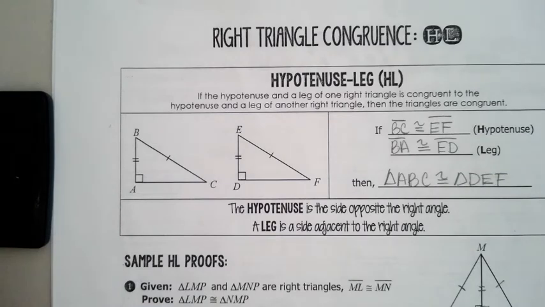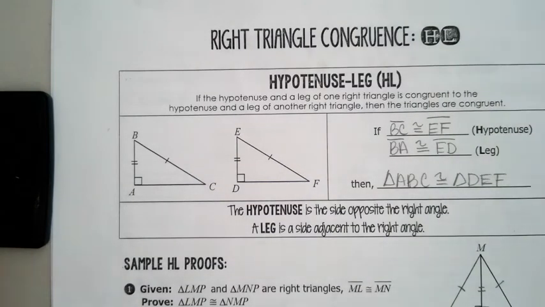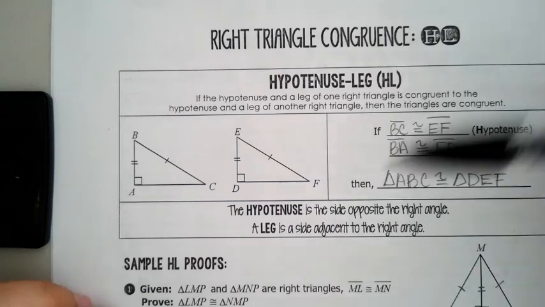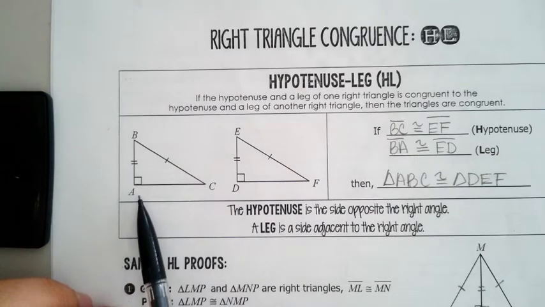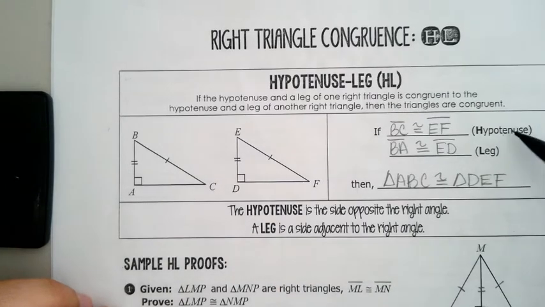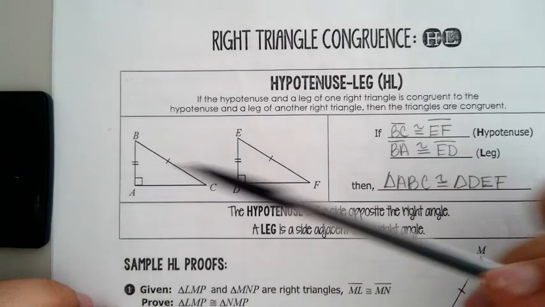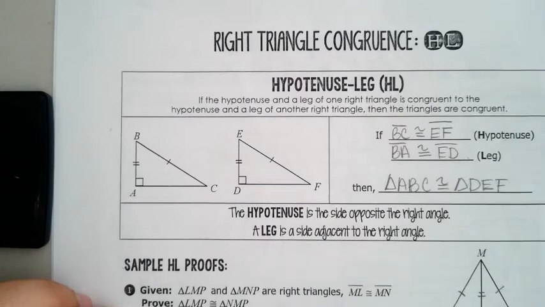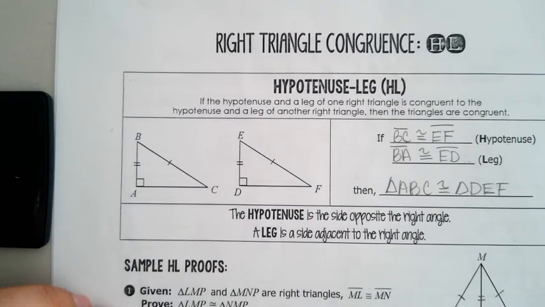Hey everybody, we're going to talk about right triangle congruency focusing on hypotenuse leg today. So hypotenuse leg has to deal with right triangles. If you are proving two triangles are congruent by hypotenuse leg, you must have a right triangle. The hypotenuse between those two triangles have to be equal, and one leg has to be equal as well. Then we can say those two triangles are congruent.